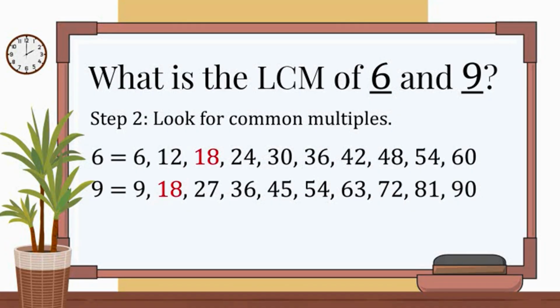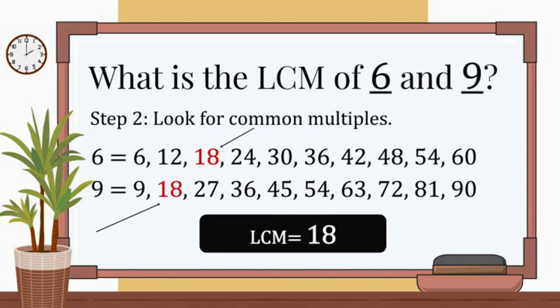18 is a multiple of both 6 and 9, and so is 36 and 54. What we want, however, is the least common multiple, which is the smallest or lowest number both 6 and 9 have in common, and that number is 18. So the least common multiple, or LCM, of 6 and 9 is 18.